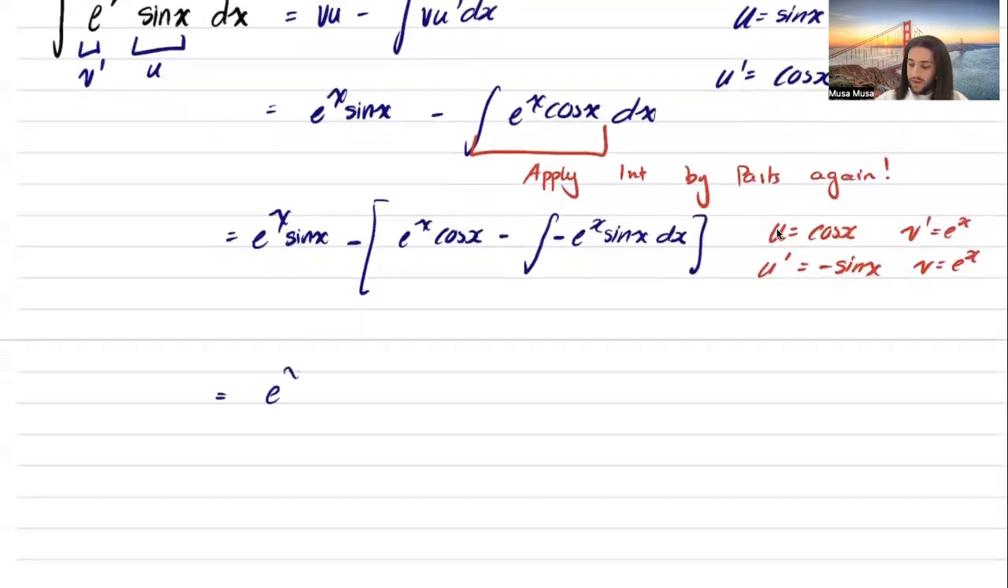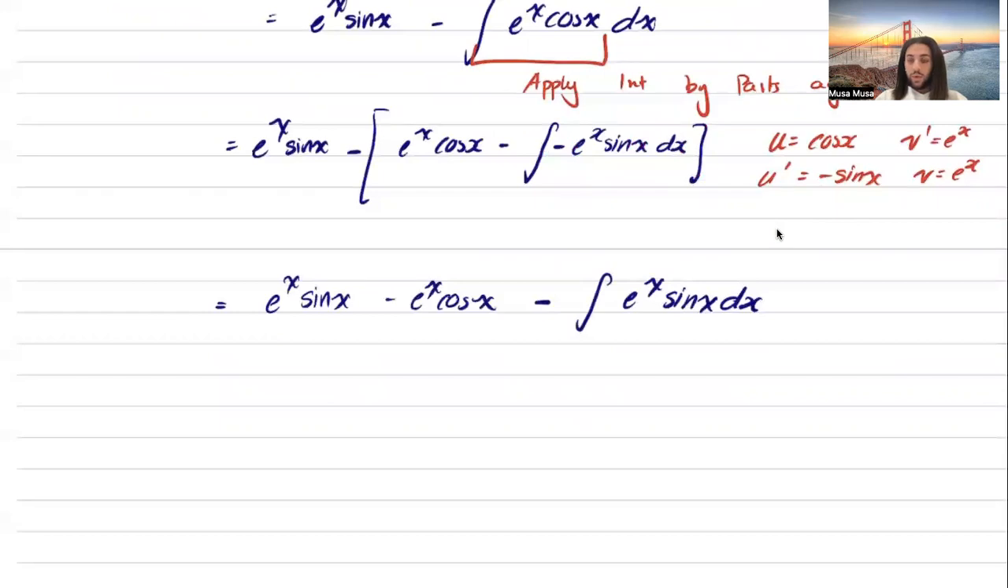So now we have e to the x sine x, minus e to the x cos x, and then we have this minus and this minus cancel, but then that means you get a plus, but then you have this minus as well. So then it becomes minus the integral of e to the x sine x dx.